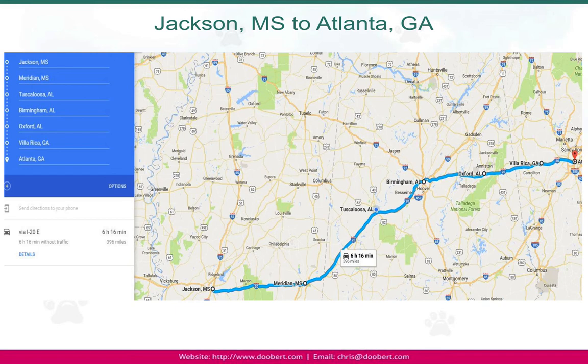Now, if you start going through this and doing this manually, you'll eventually get to a list of legs. You've got Jackson to Meridian, Meridian to Tuscaloosa, to Birmingham, to Oxford, to Villa Rica, and then on to Atlanta. So this will cover the entire distance, and roughly these legs are almost the same, give or take. And again, remember, when you post these out, the volunteers might help you to better determine what the leg distance should be.